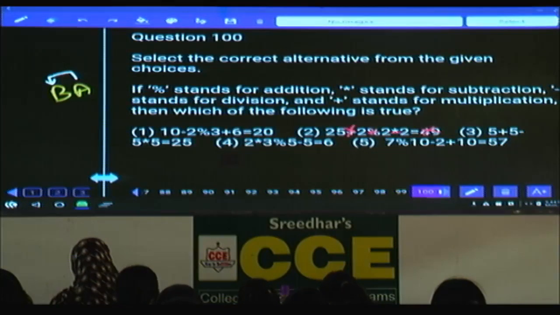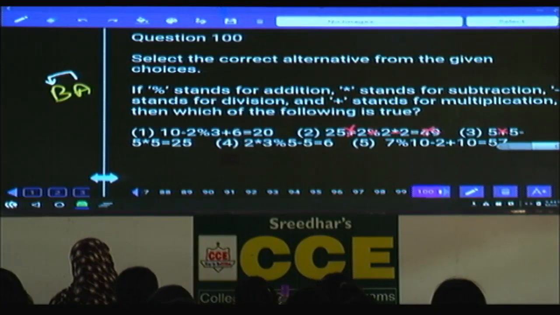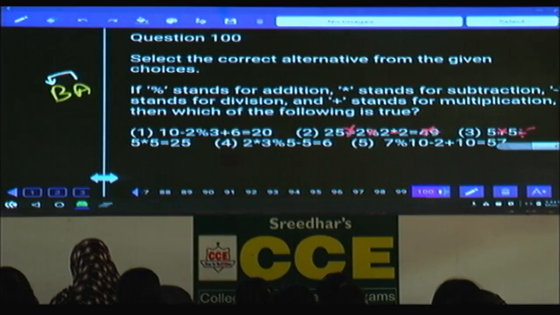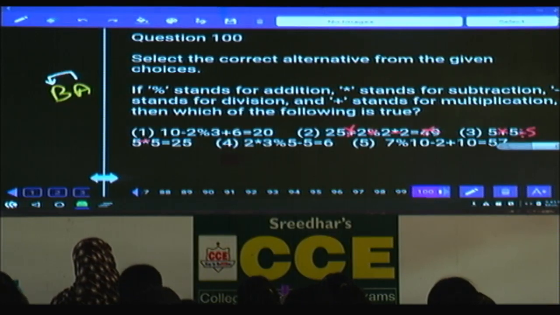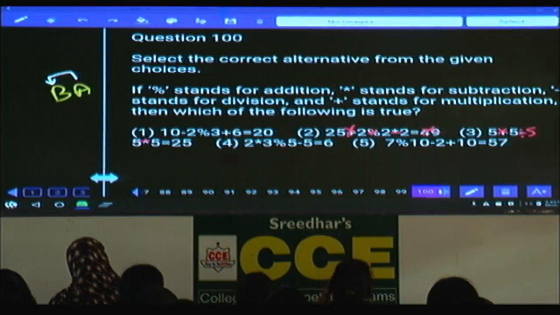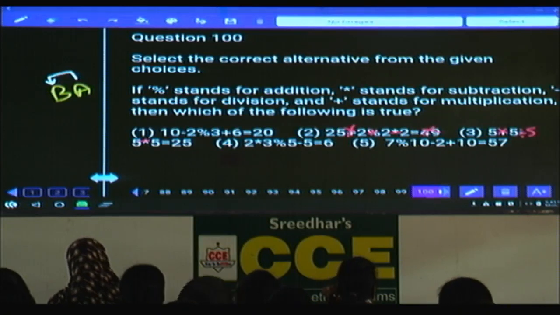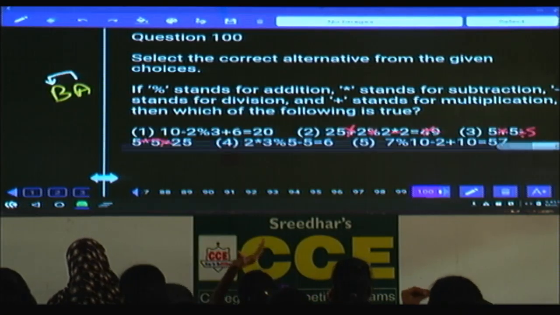Then coming to the third one, plus. Plus stands for what? Multiplication. 5 into 5. And minus stands for what? Minus stands for division, and 5 divided by 5 is 1. And star stands for subtraction. Now check out here: 5 into 5 divided by 5 is 1, 5 into 1 is 5. Again it is not yielding 25.